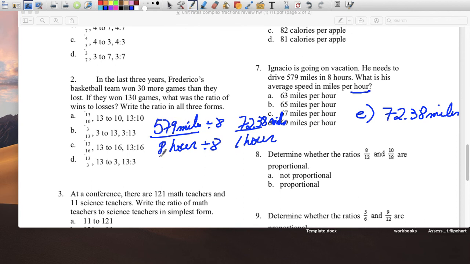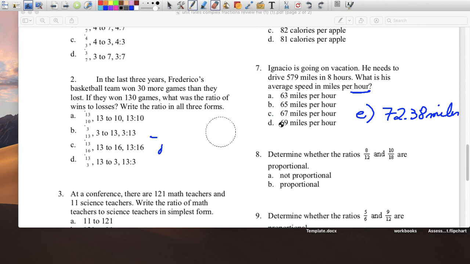579 miles in 8 hours. We want the unit rate, so 1 hour, divided by 8. Yep, that's what I got. So for 7, none of them are correct, and the only correct answer is letter E, which I just put, 72.38, rounded to the nearest hundredth.